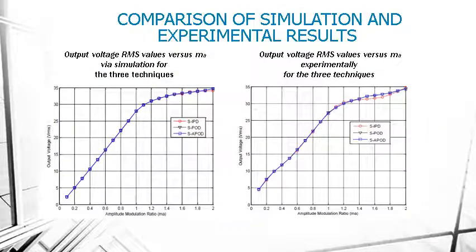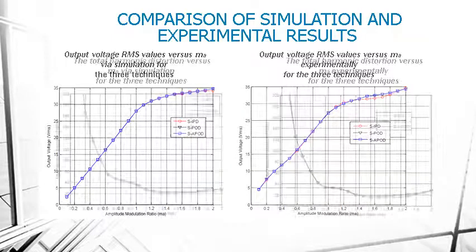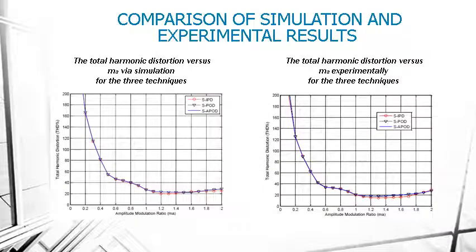Comparison of simulation and experimental results. Those figures show the output voltage RMS values versus the amplitude modulation ratio at MF equal 15, via simulation and experimentally, for the 3 techniques. Comparison of simulation and experimental results. Those figures show the total harmonic distortion values versus amplitude modulation ratio at MF equal 15, experimentally and via simulation, for the 3 techniques.